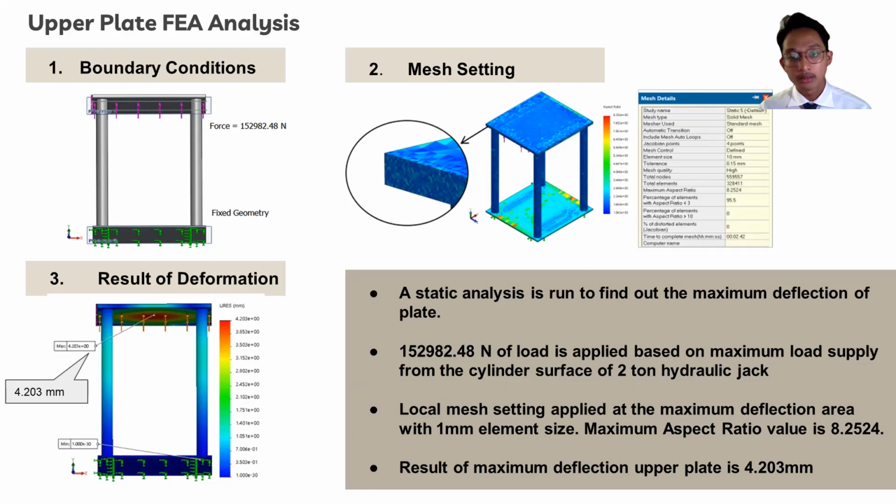FEA analysis of the upper plate results in a deformation of 4.203 millimeter, which is near the value of the theoretical analysis. In this upper plate analysis, a local mesh setting is applied at the maximum deflection area with a 1 millimeter element size to produce a maximum aspect ratio value of 0.2524. This value is good enough, because we aim to keep the maximum aspect ratio value below 10 to produce a reliable result.